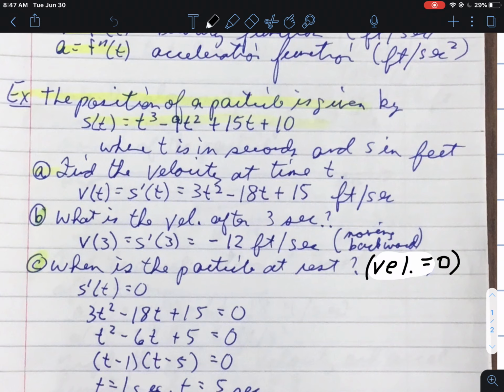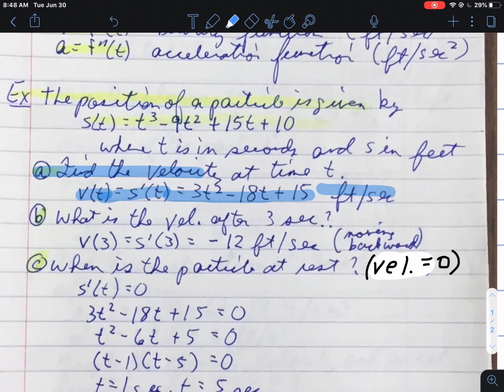Part A: find the velocity at time t. That's a pretty straightforward question, right? We're just finding our velocity function, which, as we already know, is the derivative of our position function. So I'm just going to differentiate to find v of t, which is s prime of t. It's a polynomial, so using the power rule, we get 3t squared minus 18t plus 15. And we have units on that function because it is velocity, in this case feet per second.